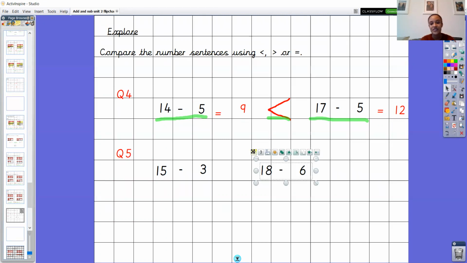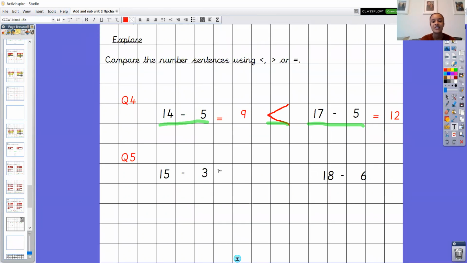And the final one, we've got 15 take away 3. So again, I'm going to put the 15 in my head and count back 3, 15, 14, 13, 12. So 15 take away 3 is 12. Then I'm going to put 18 in my head and count back 6. Fingers ready, 18, 17, 16, 15, 14, 13, 12.